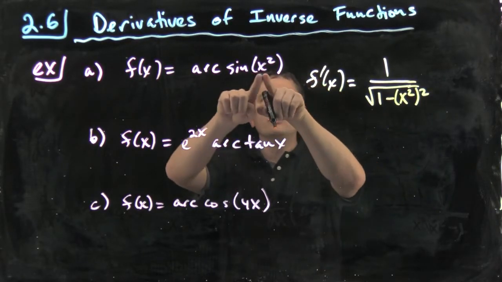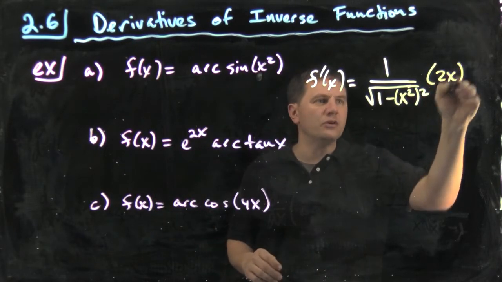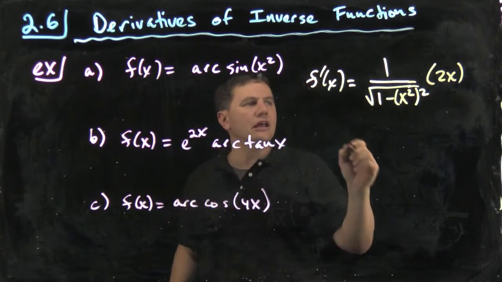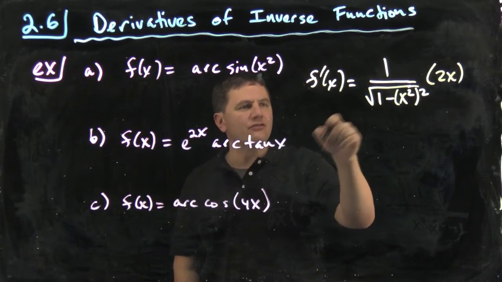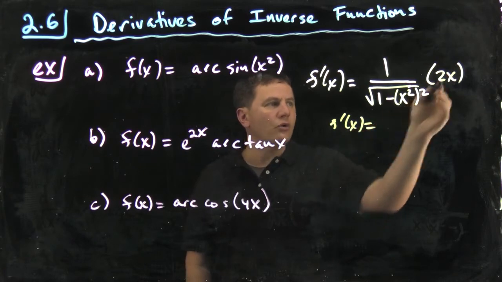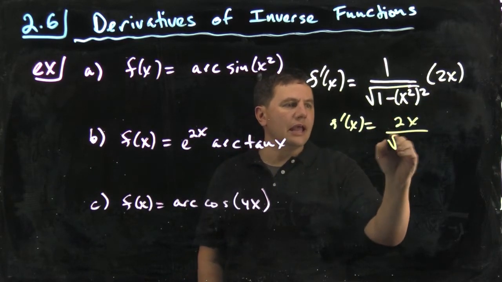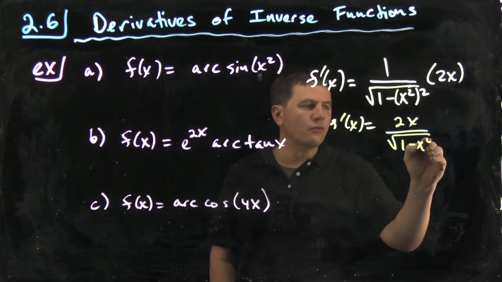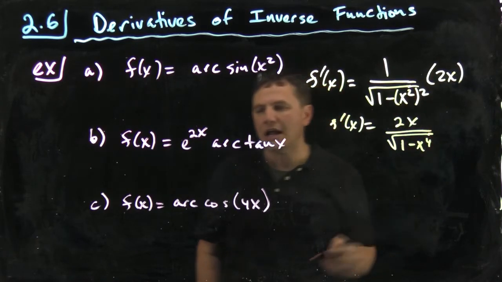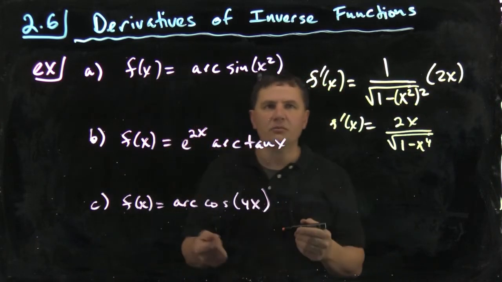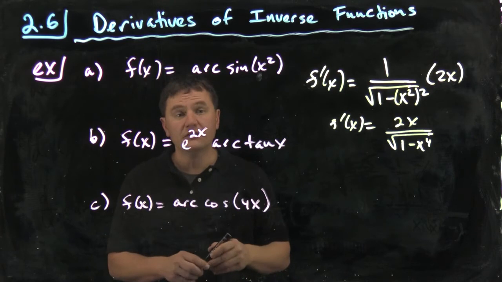And don't forget chain rule, we have to take the derivative of what's inside. So that'll be 2x. You're perfectly fine leaving it like this. I will tell you the book has formulas that will always put this in the numerator and probably call this 1 minus x to the fourth. But what we're working on here, as I said before, is just the mechanics. I don't care about simplifying these things at all.